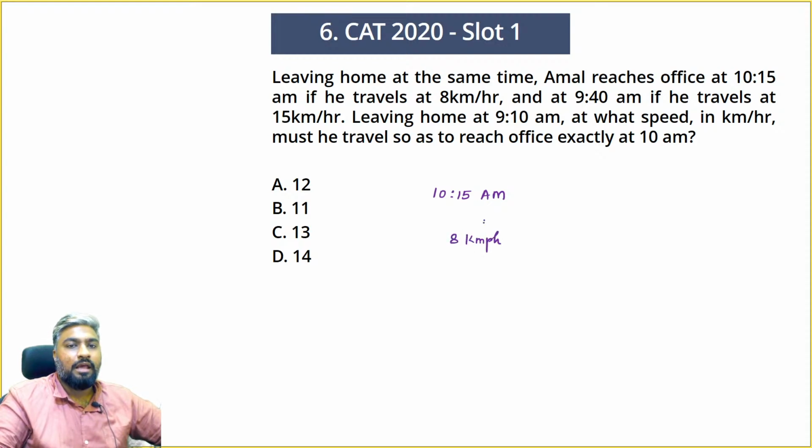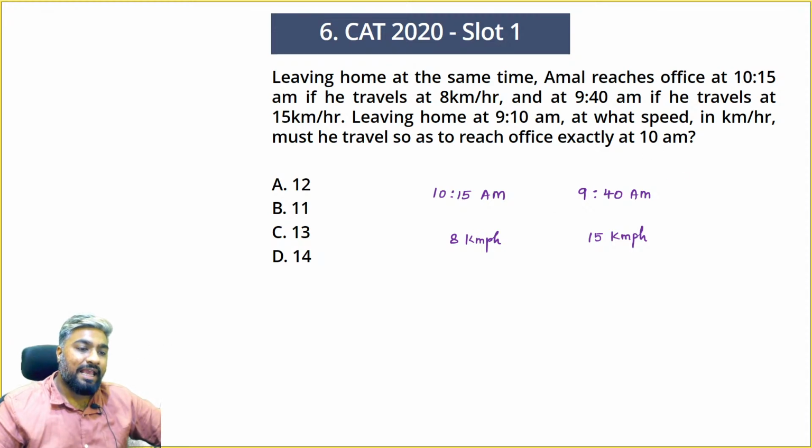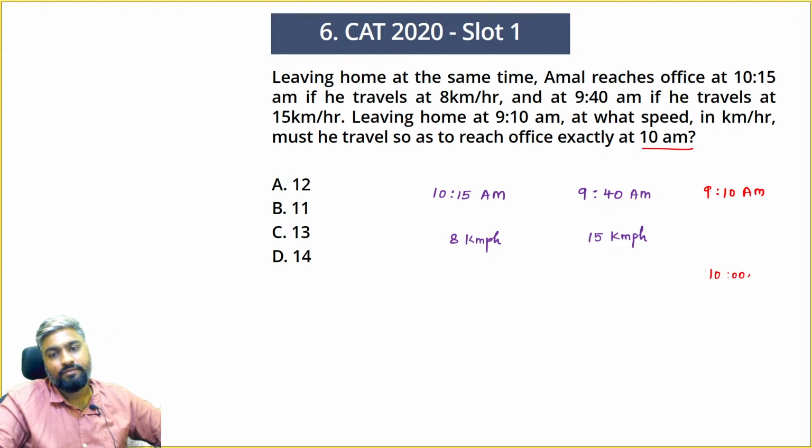Okay, and he reaches at 9:40 AM if he travels at a speed of 15 kilometers per hour. Okay, what is asked? Leaving home at 9:10 AM, yes, then at what speed must he travel to reach office exactly at 10 AM? So he should reach at 10 AM. Yeah, what should be the speed?